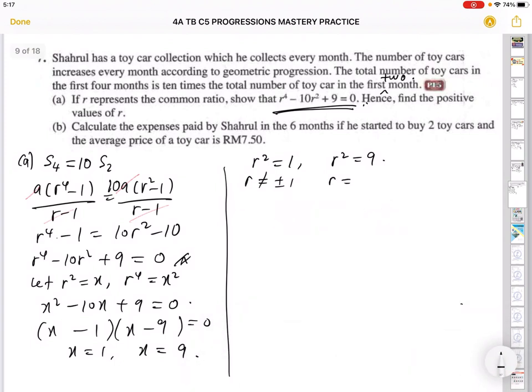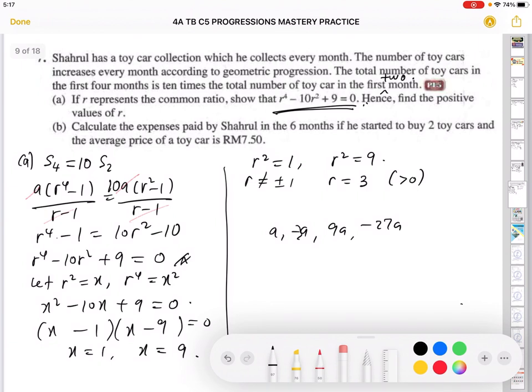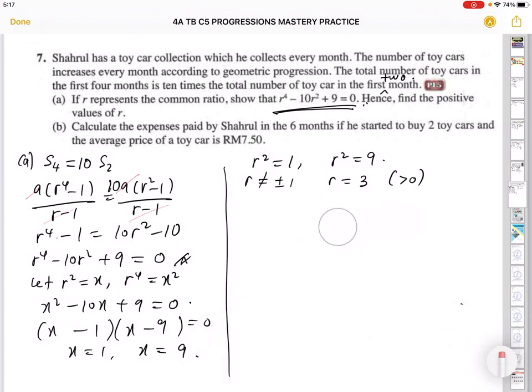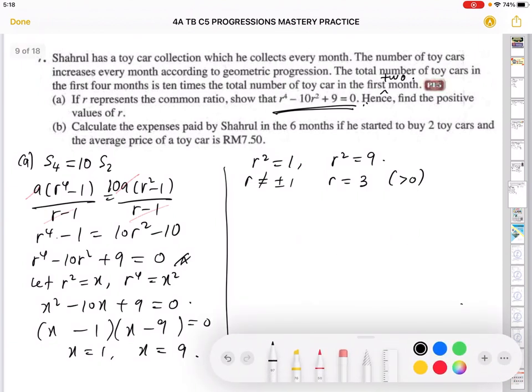And again, we don't put the plus minus because if your common ratio is negative 3, you have a positive number, for example, you may have like a, negative 3a, then you get a positive 9a, then a negative 27a. It cannot work, right? You can't have a plus and minus in terms of number of toys. Number of toys cannot be negative, right? So we just take r equals to 3.